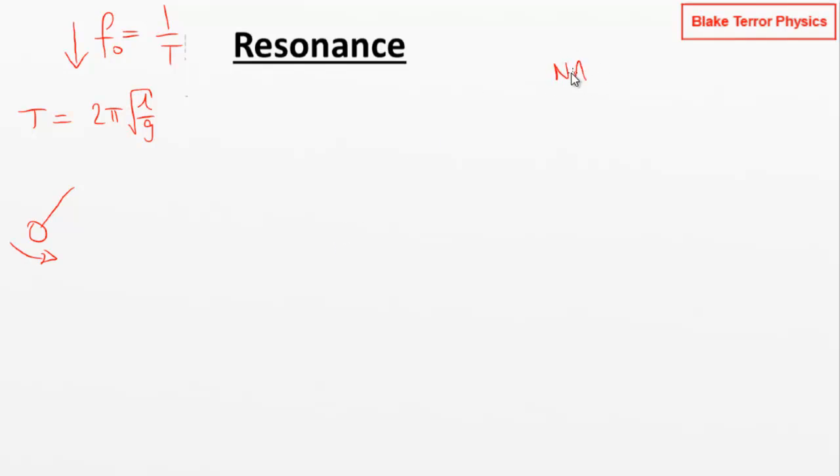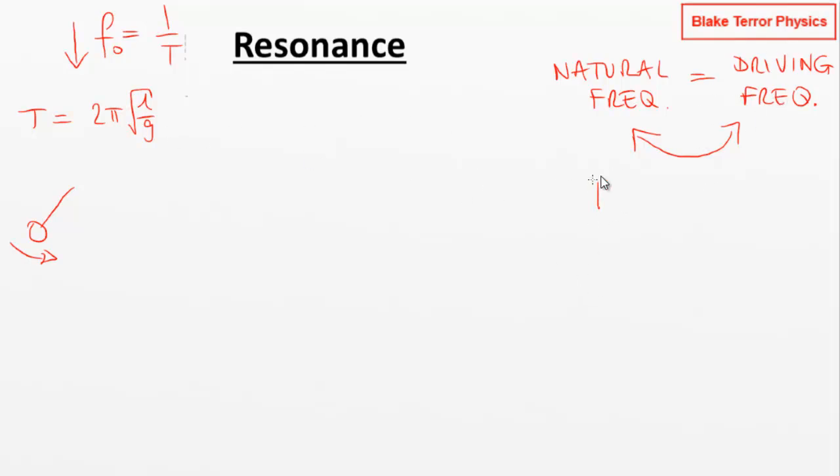So if the natural frequency is equal to the driving frequency, I suppose really it's the other way around. We're given a driving frequency that's equal to the natural frequency. So really we're thinking of this the other way around. But yeah, we're driving at that natural frequency. Then we're going to get resonance, where the amplitude is just increasing.